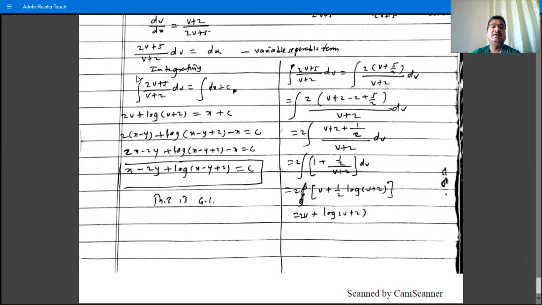So right here, the integration of this factor, (2v plus 5) divided by (v plus 2) dv, is 2v plus log (v plus 2), which is equal to integration of dx, that is x plus a constant of integration, suppose c. And then resubstitute this v. v is x minus y. So 2 in bracket (x minus y) plus log (x minus y plus 2). This x, after shifting to LHS, we have minus x is equal to constant. Then 2x minus 2y plus log (x minus y plus 2) minus x is equal to constant. And then 2x minus x becomes x, so x minus 2y plus log (x minus y plus 2) is equal to constant. And this is the general solution.